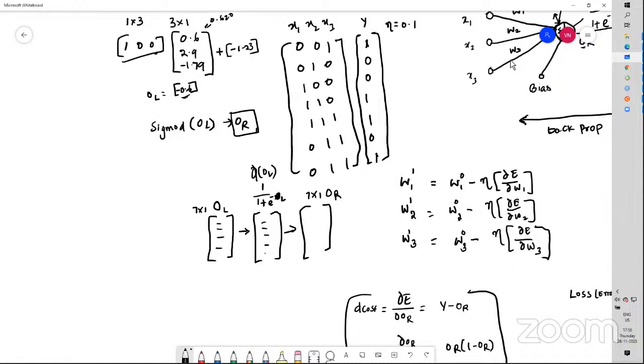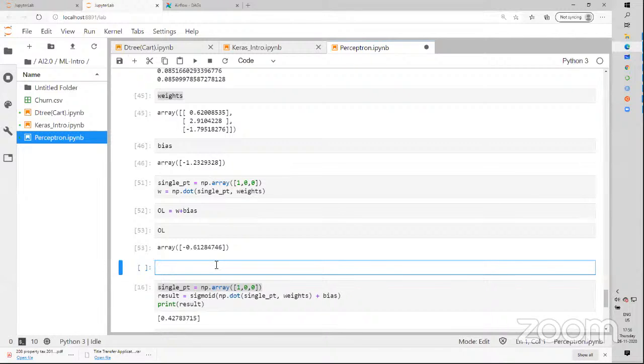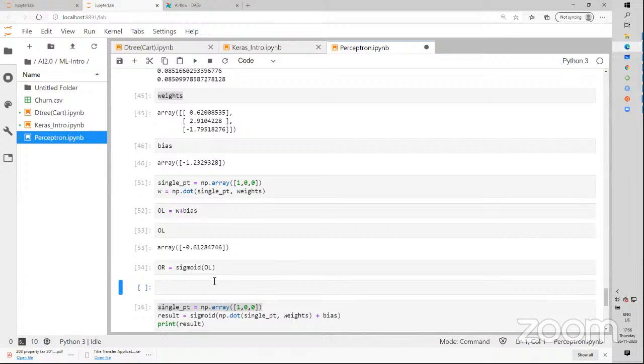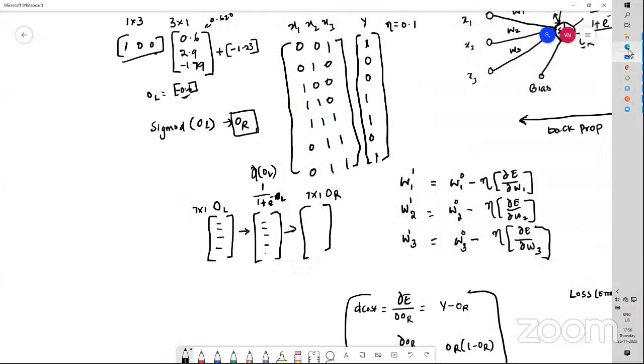Now, this is the output on this side. We need to apply sigmoid on top of it. Now let's apply the sigmoid on top of it. So sigmoid of OL, that is going to be our OR, output on the right hand side. And let's see the OR value. OR is 0.35. So the output that we have generated for this input data is going to be 0.35.